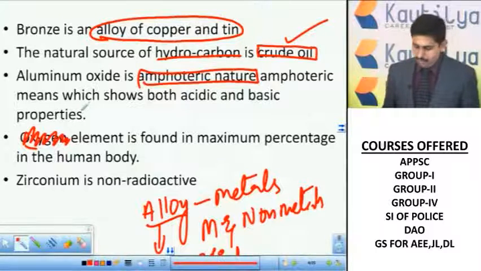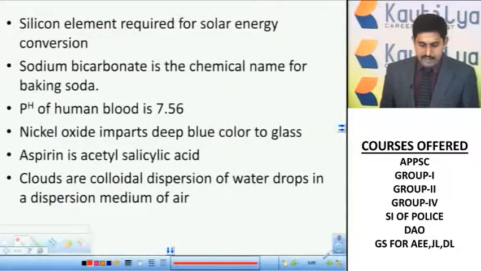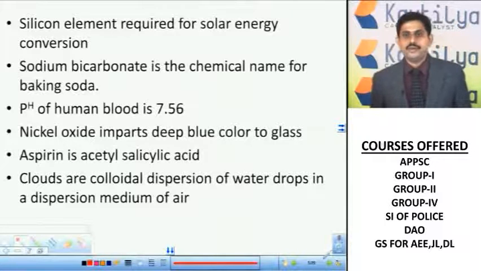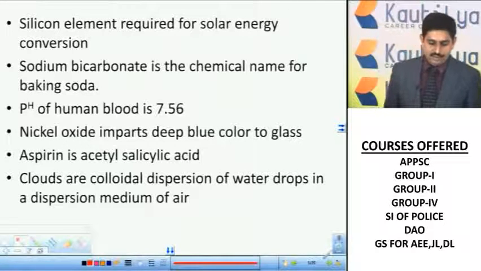Zirconium is a non-radioactive element. Cadmium also is a non-radioactive element. Zirconium and cadmium are called non-radioactive elements.